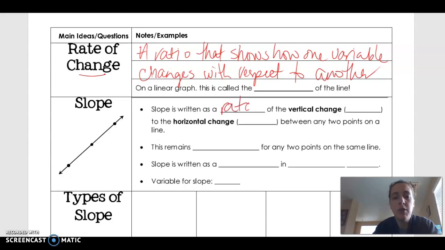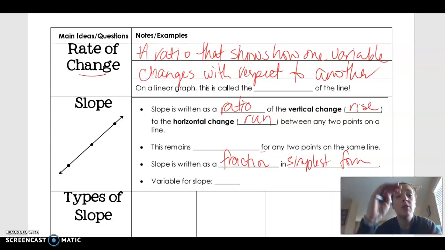And remember that a ratio, we'll talk about it down here, is a fraction in simplest form, which means if you can simplify it at all, then you need to do that, because we want to look at these fractions in simplest form. So this is my ratio of the vertical change, and vertical is up and down. So this would be the rise to the horizontal change, which is back and forth, which we would call the run. So we're really looking at the rise first and then the run secondly.